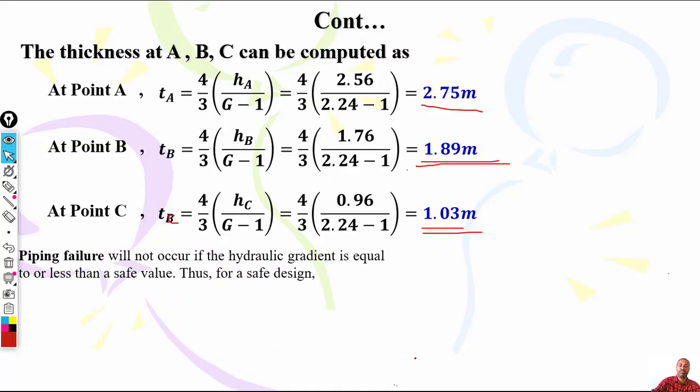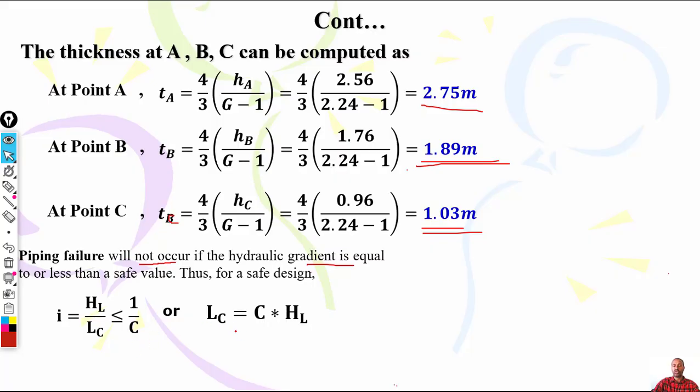Then the next step, piping failure. Piping failure will not occur if the hydraulic gradient is equal to or less than a safe value. So for a safe design, you have to check this. The hydraulic gradient, which is head loss divided by LC, should be less than or equal to 1 over C, the creep coefficient.